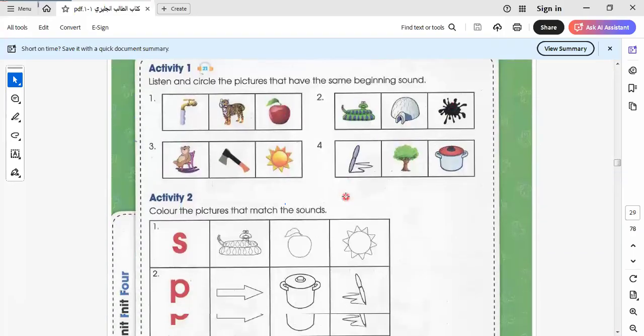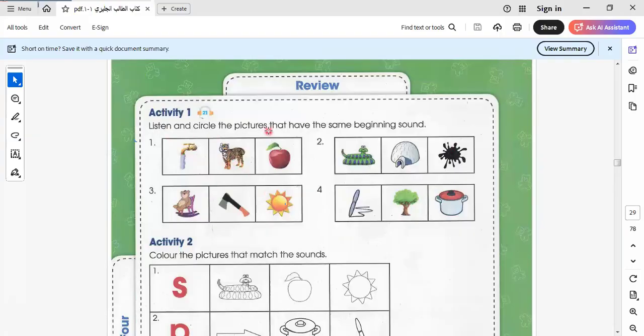There is the review on the unit. Let's do it together. Listen and circle the pictures that have the same beginning sound. It means we have words that have the same beginning sound. We have here tape, tiger, apple. Which of these have the same sound? It is tiger and tape. Snake, igloo, and ink. Here is sit, ax, and sun. So here we have the same sound, this one and this one, because we have letter S here and here, the same sound.